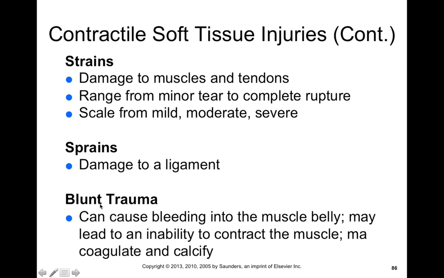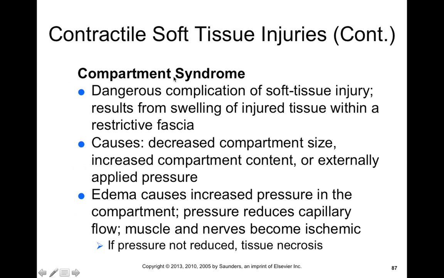Now, blunt trauma can cause bleeding into a muscle belly, which can limit the ability of that muscle to contract, and that actually may even coagulate and calcify. And calcified blood within a muscle can lead to chronic irritation, which can limit muscle force and lead to muscle weakness. Now, one interesting feature of joint and tissue injury is something called compartment syndrome.